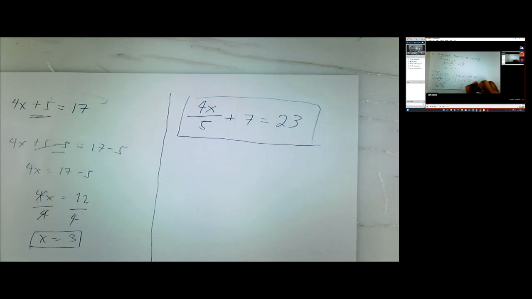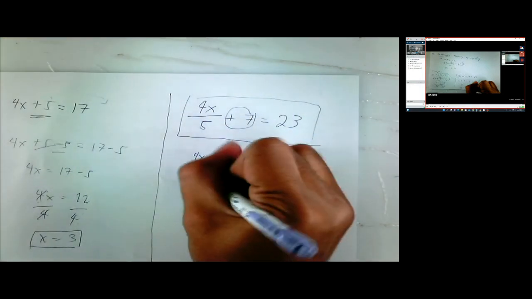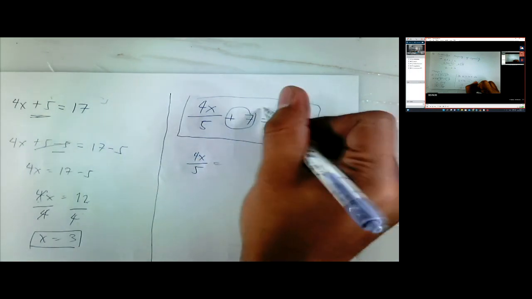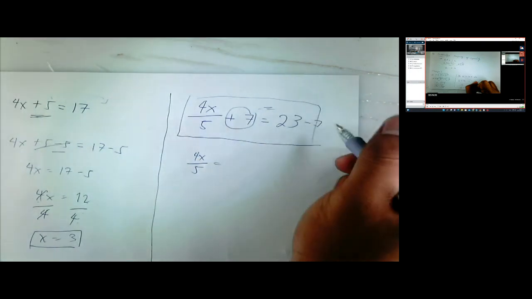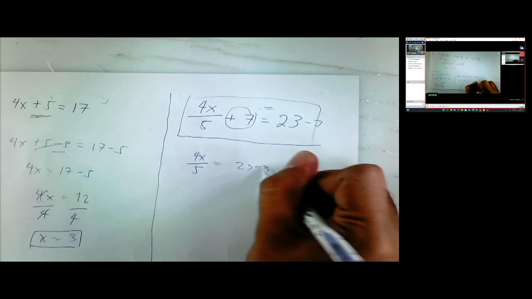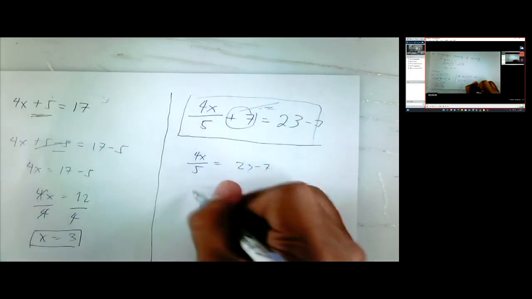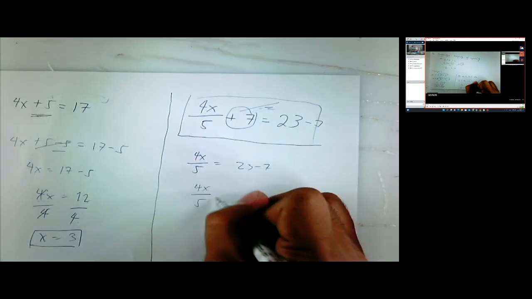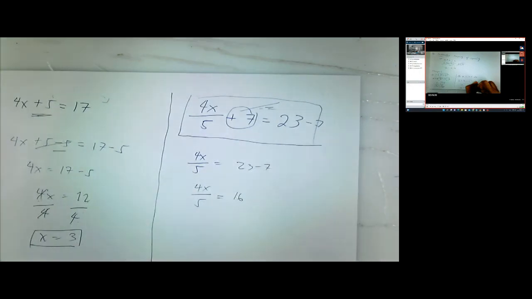Why 20? Okay, why 20? Now, there is plus 7, right? If there is plus 7, what do we do? That is minus 7 and minus 7. So you will have 23 minus 7. Okay? And so you will have 4x over 5 is equal to 16.